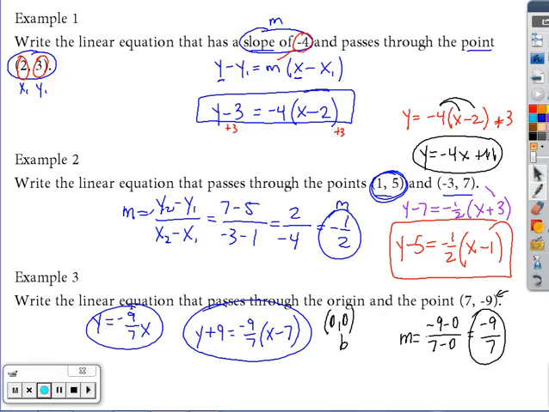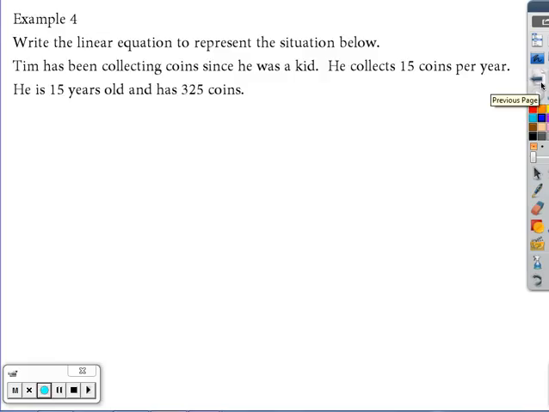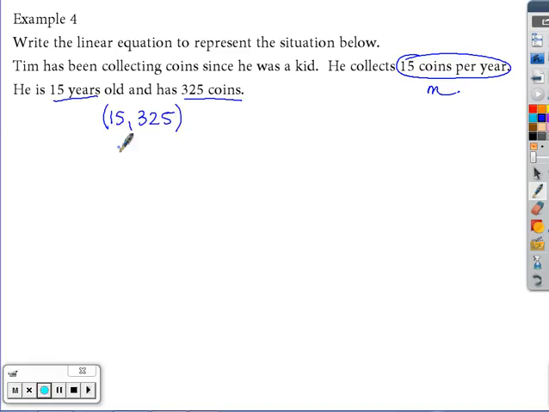Take a look at a word problem here and how we can use point slope form for a word problem. Tim has been collecting coins since he was a kid. He collects 15 coins per year. He is 15 years old and has 325 coins. So we have to look at what we know here. If he collects 15 coins per year, that's a rate, which means that's our growth or our slope. If Tim is 15 years old and he has 325 coins, that's actually a coordinate. Okay, in year 15, he has 325 coins. So because we know a point, and because we know the slope, point slope form is the best method here.